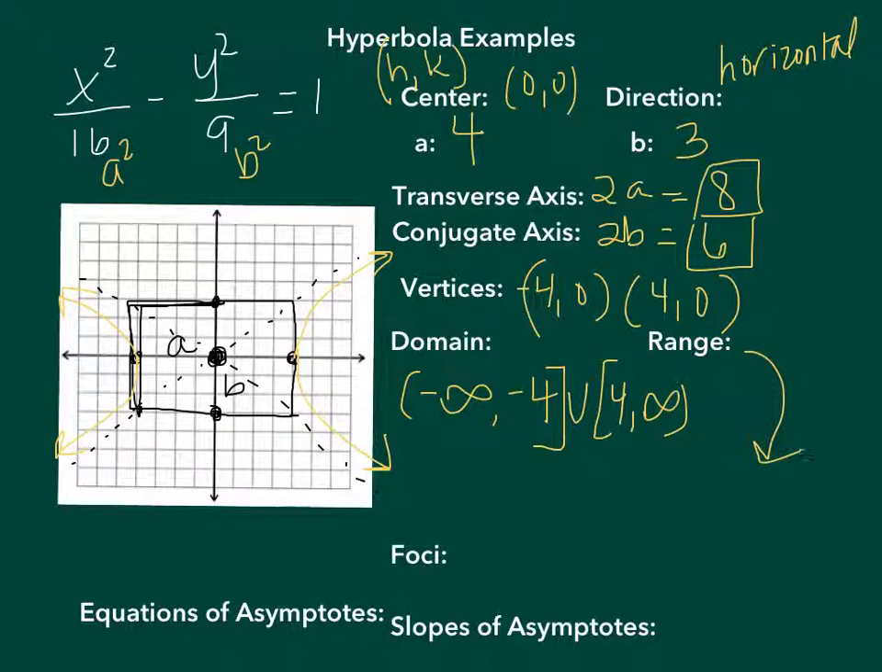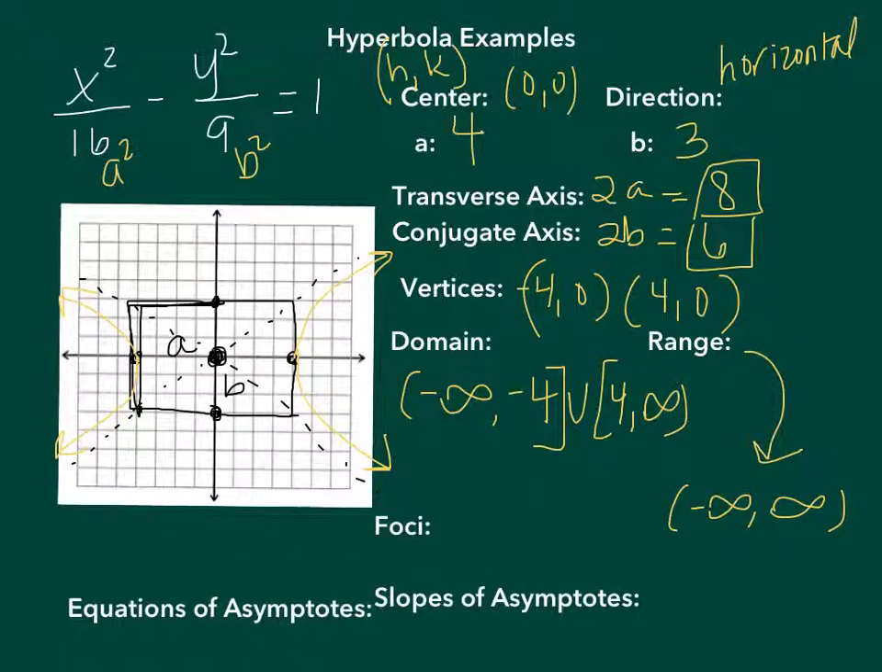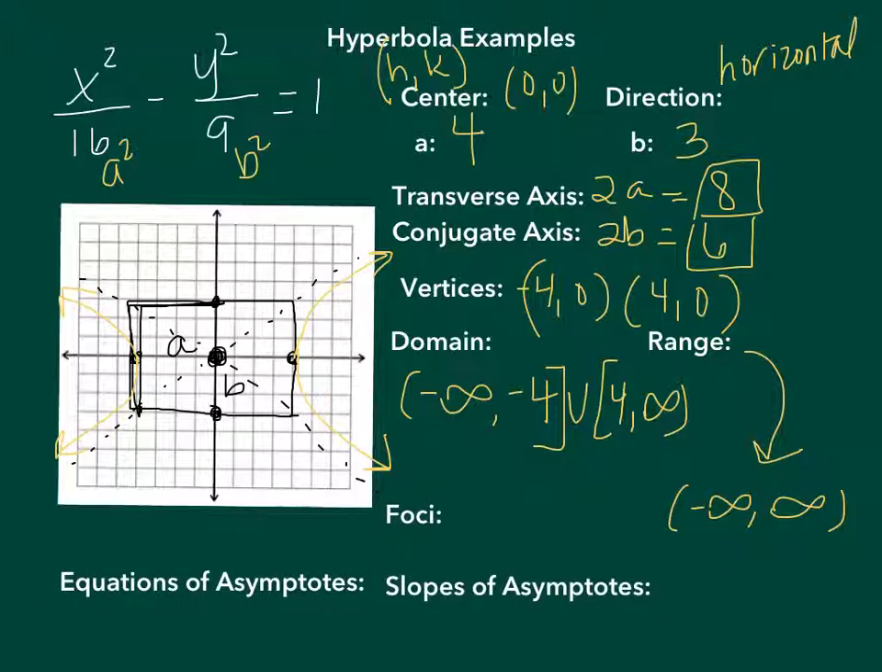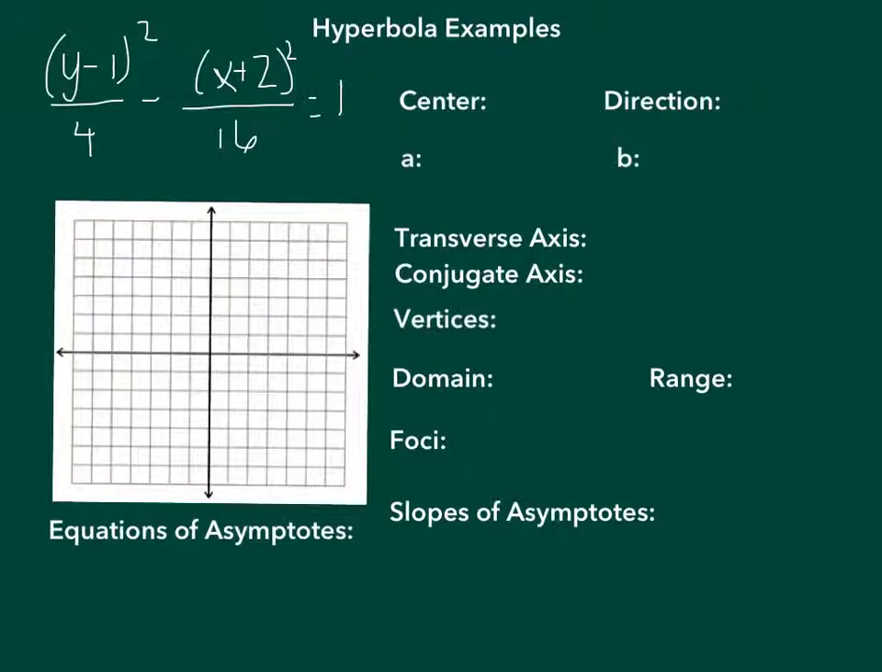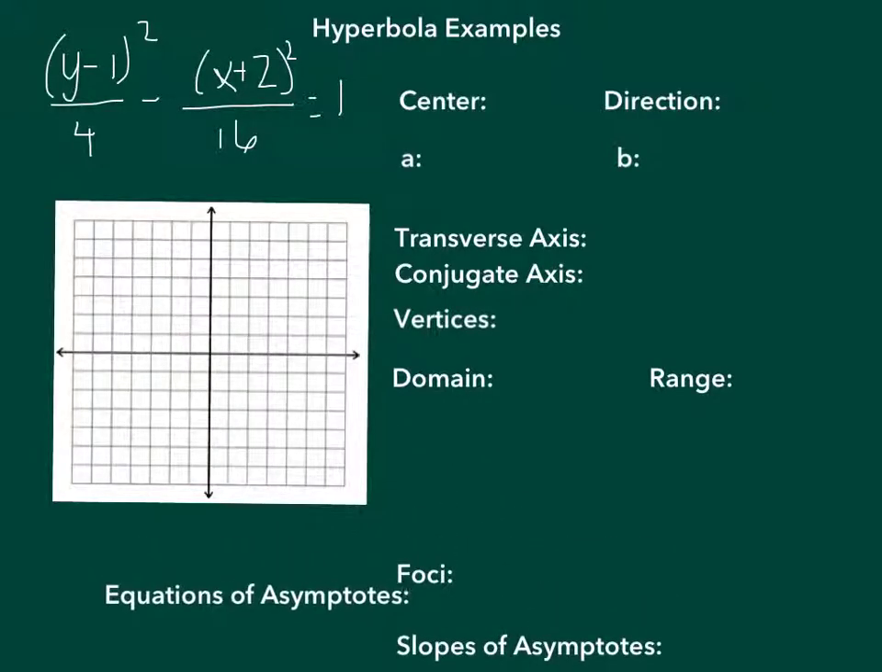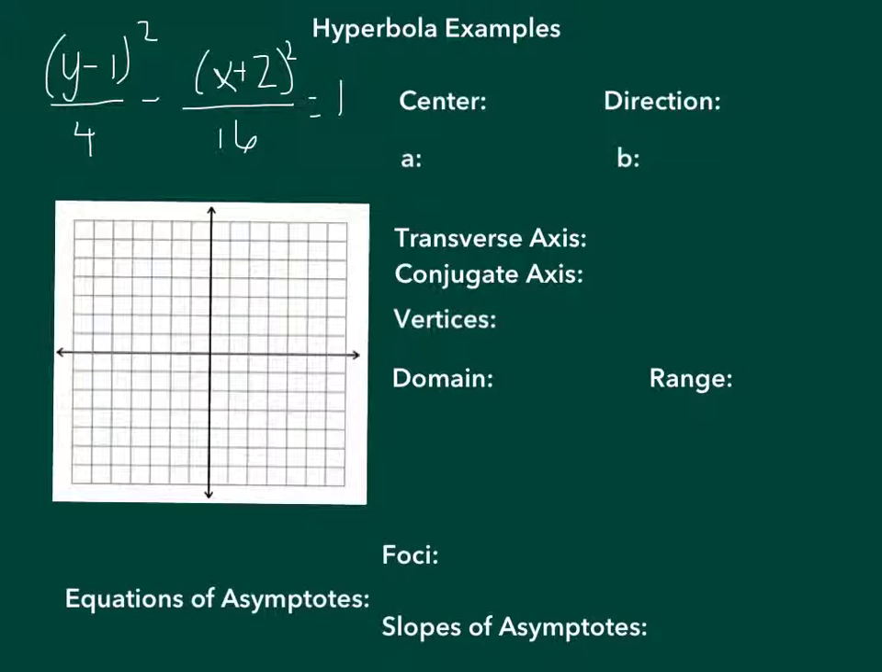And then my range from bottom to top, you can see this goes all the way down to negative infinity, and it's going to go all the way up to positive infinity. And that's all academic needs for the hyperbolas. You don't have to worry about the foci or the slopes of the asymptotes or the equations of the asymptotes. Okay, so let's try this next example here. And again, you don't have to worry about those things, the foci or the asymptotes.